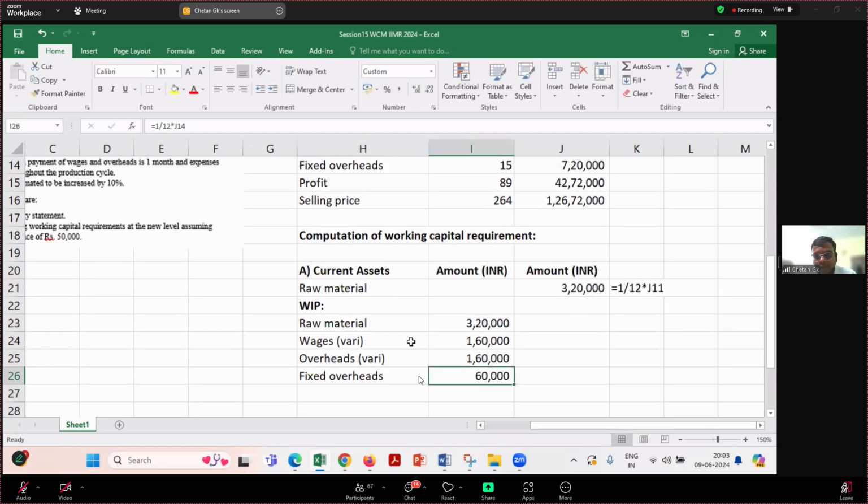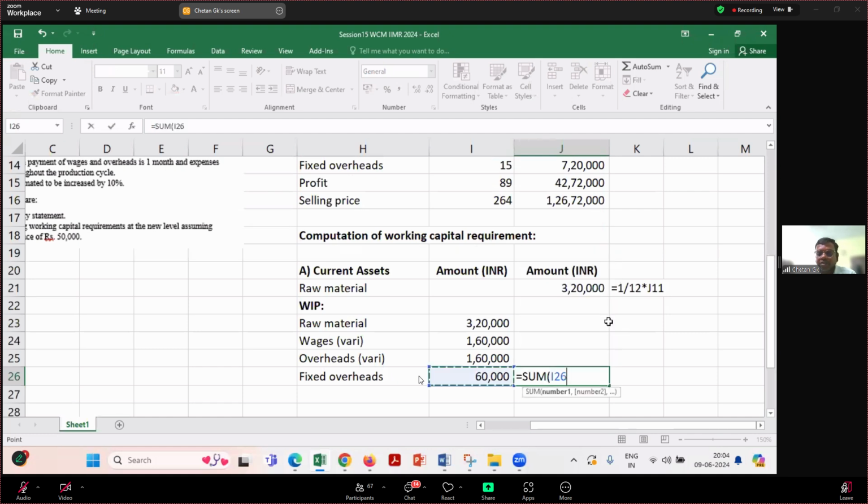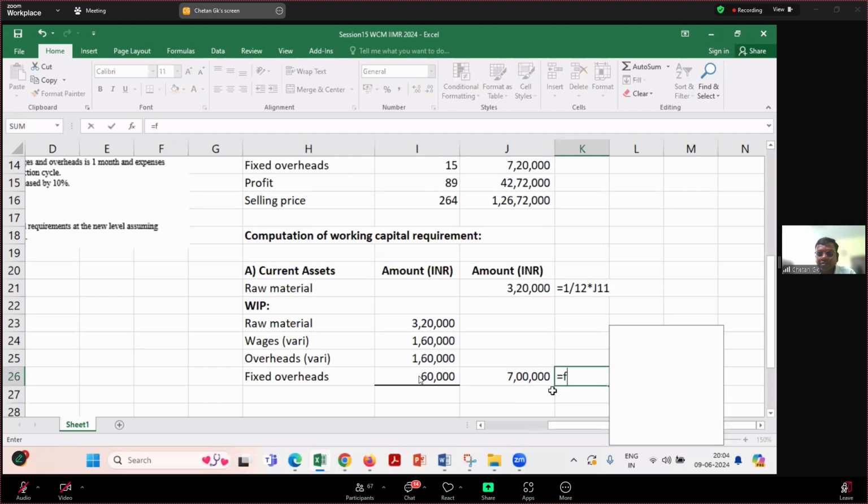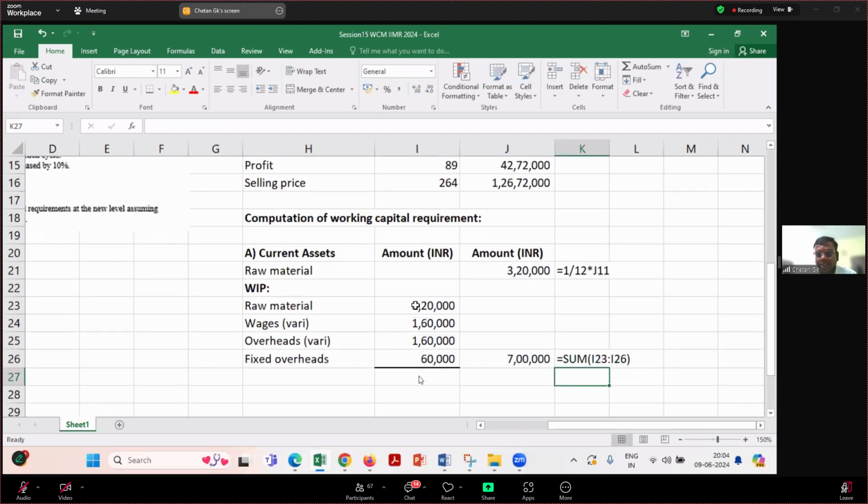Can you total it up now? How much is this? I'll pick up this thick line and make the summation of this now. Which means the value of total work in progress is 7 lakhs. Instead of making all these calculations here, I'm saying that 7 lakhs means the total value of the work in progress is 7 lakhs. That is how I tell it.